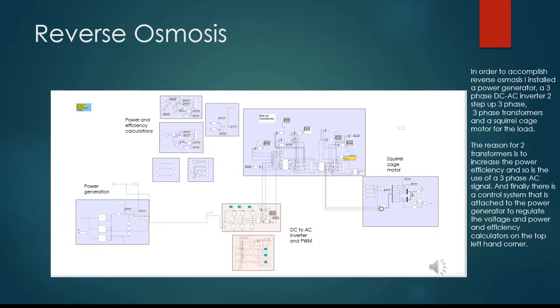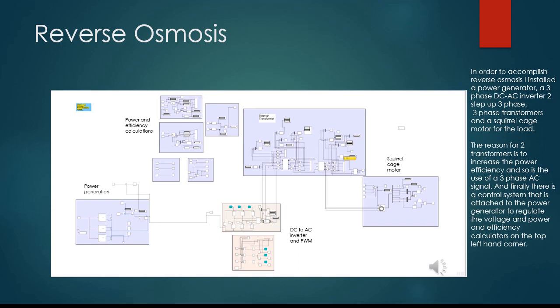In order to accomplish reverse osmosis, a motor is required to push the water through the membrane. I powered this motor by using solar panels generated in the power generation subsystem. Then the DC power from there goes into a 3-phase DC to AC inverter, and then this goes to 2 sets of 3-phase step-up transformers, and then finally to the squirrel cage motor.